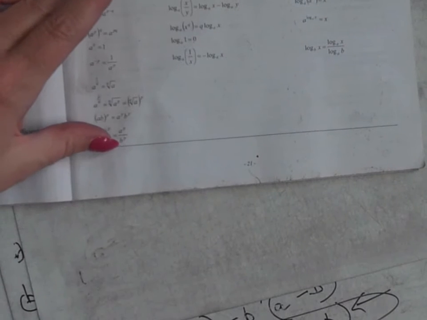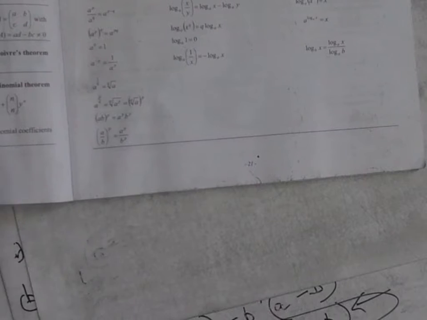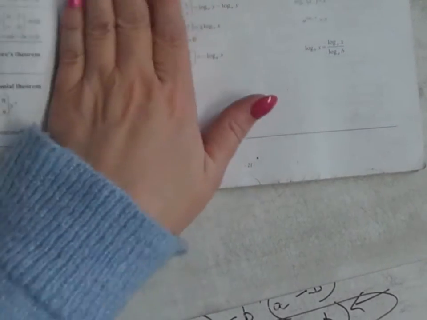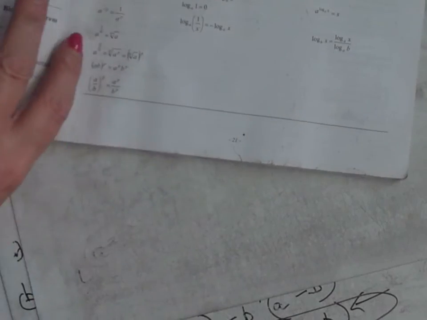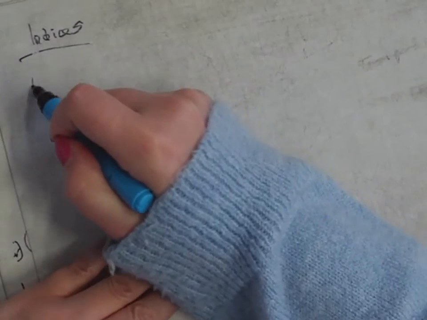Written in the log tables, okay? So I'm going to write out the rule as it's written in the log tables, and I'm going to use an example. This is all revision, okay? We did every single one of them in Junior Cert. So, reminder, rule number 1.